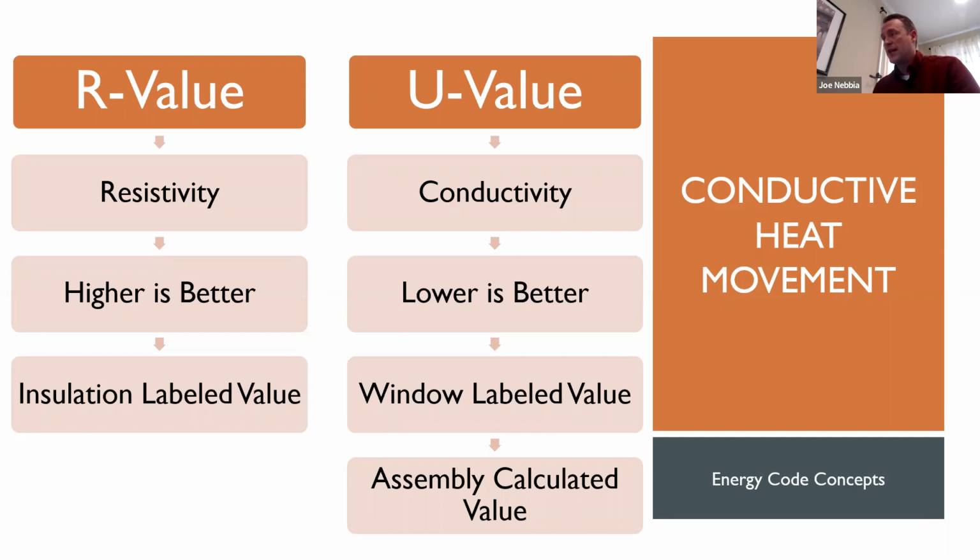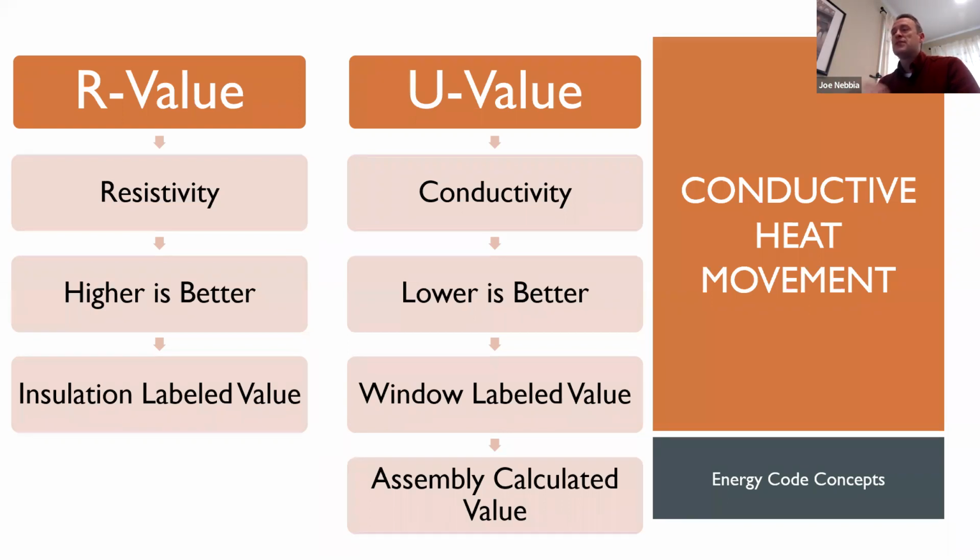One is called R value, and that's resistivity to conductive heat flow. So R value is how well an insulating material can stop heat transfer across the building envelope by resisting conductive heat movement. Higher R value means it's more resistive to conductive heat movement. And the code, when it talks about R value, it's talking about labeled R value. And this is important when it comes to code compliance, because I often hear the term thrown around, effective R value. That's not what the code's talking about.